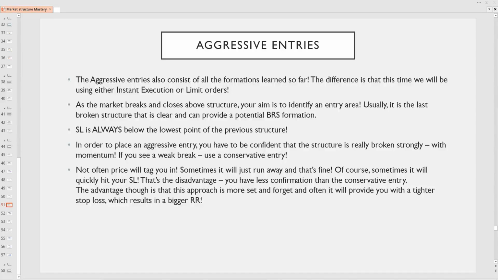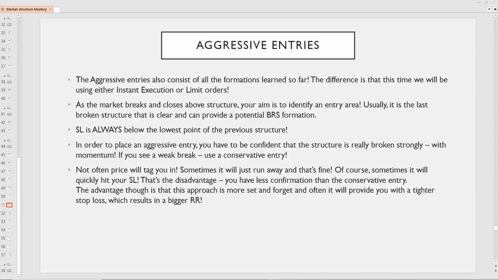But just the formations kind of help us visualize how the market is moving and really to ingrain those patterns in our minds, all right? So the difference between the conservative and aggressive entries is that this time we're going to be using either instant execution or limit orders. Remember with the conservative entries, we're using stop orders, but right now we're going to be using limit orders.